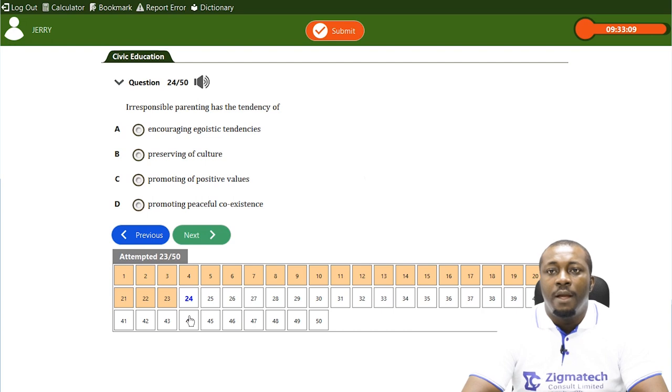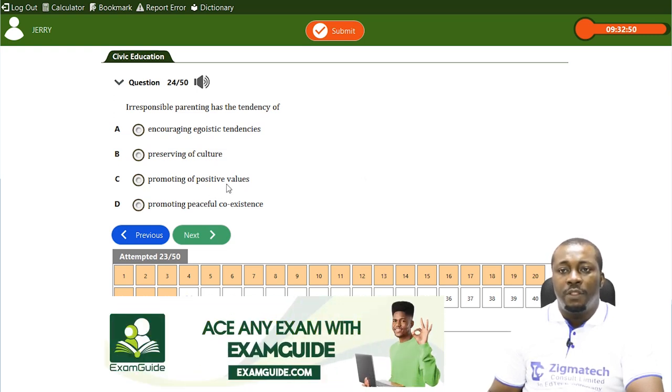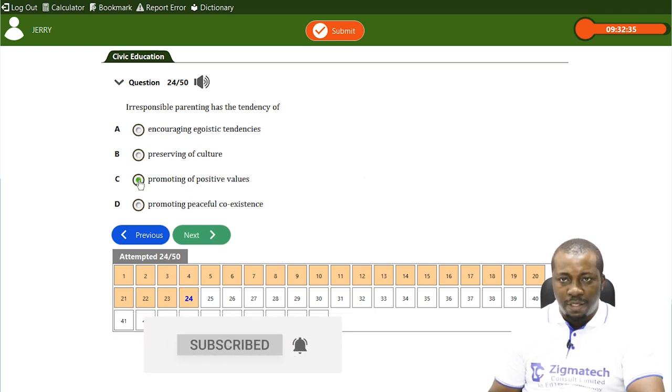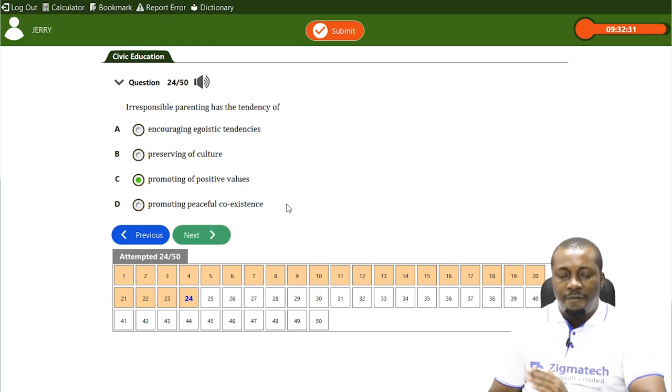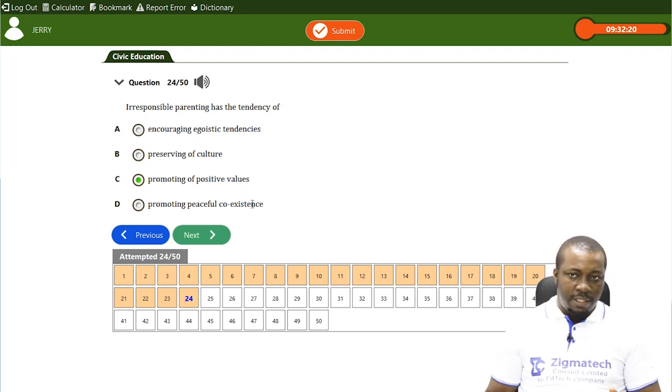Now, this question says, responsible parenting has the tendency of A, encouraging egoistic tendency, B, preservation of culture, C, promoting positive values, D, promoting peaceful coexistence. Now, if you look at all this, the main one is that responsible parenting has the tendency of promoting positive values. Yes, it can promote peaceful coexistence, but the first is positive values, because it is through the inculcation or promotion of positive values that we can achieve peaceful coexistence. So that is why we talk about moral values from our parents.